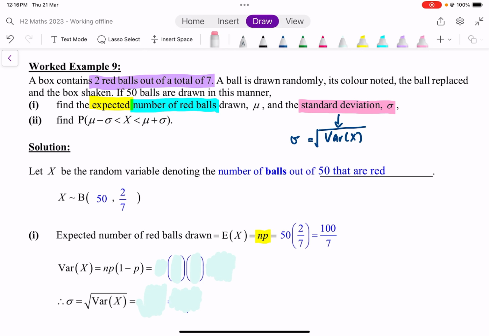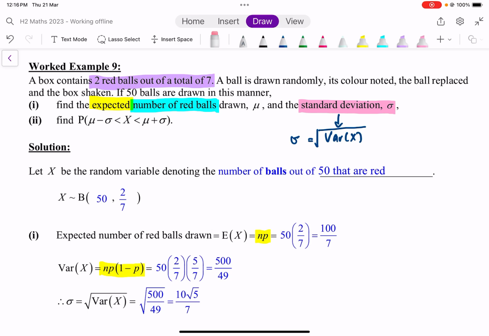Again, we use our formula. The formula is npq, where q is the probability of failure, which is 1 minus p. Same thing, sub in the value of n, the value of p, as well as the value of 1 minus p, then calculate, and this will give you 500 over 49. But you have to remember, this is the variance. The question wants standard deviation, right? So you have to take the square root of this value and that will give you 10 square root 5 over 7. Of course, if you want to leave it as a decimal number, that's also fine.